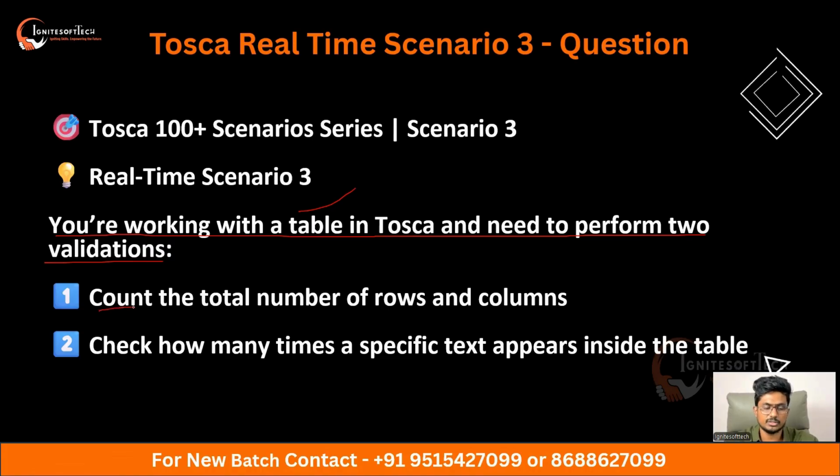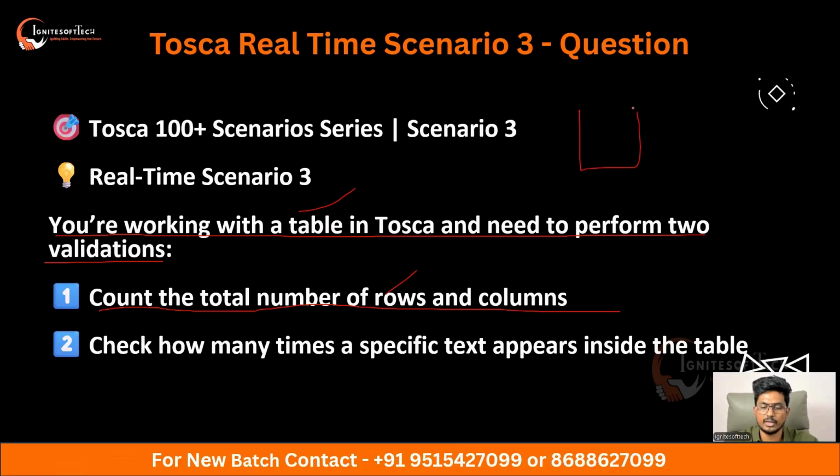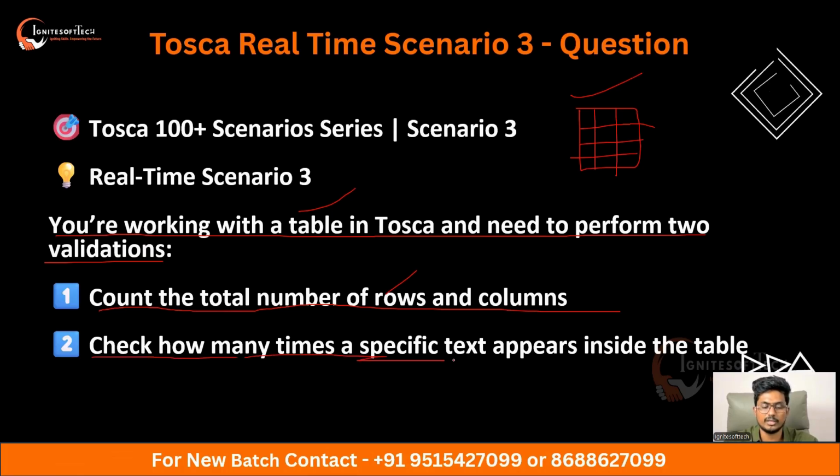The first question is, get the count of the total number of rows and columns. For example, if you have any table, how will you get the rows and columns of the table? For example, there is a web table, how will you get the rows and columns? And the second one is to check how many times a specific text appeared inside a table. For example, we have a country, India. How many times did we get India? You need to get the count of those values.